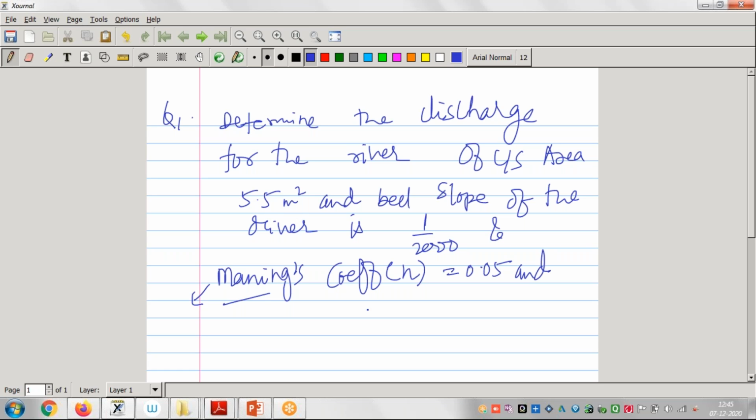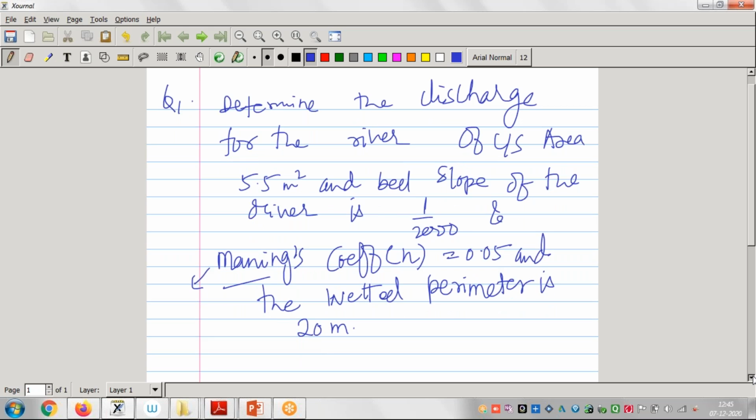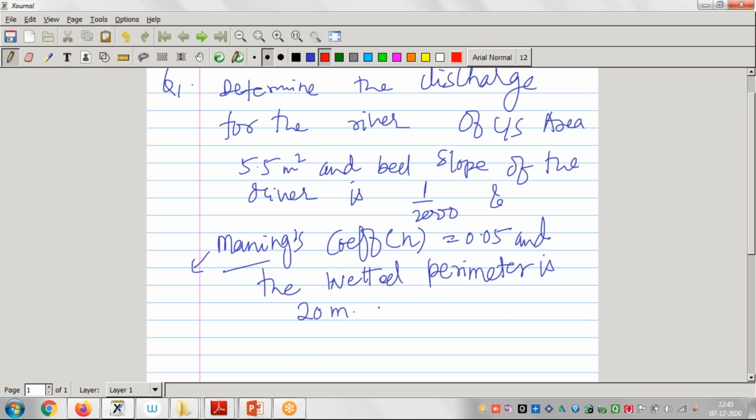And the wetted perimeter is 20 meter. So what is given in the problem? We have to find the discharge Q. We know that Q is equal to 1 upon n, R raised to the power 2/3, S raised to the power half.